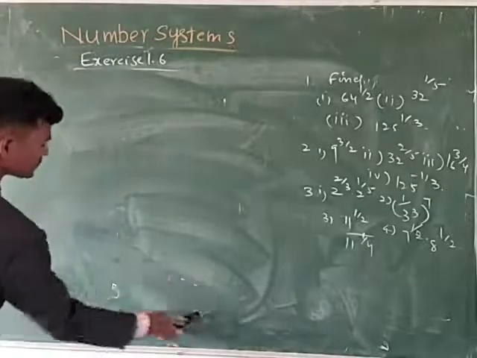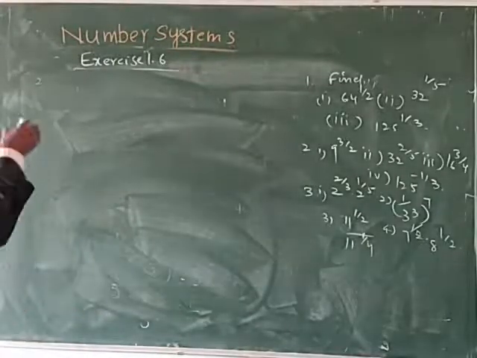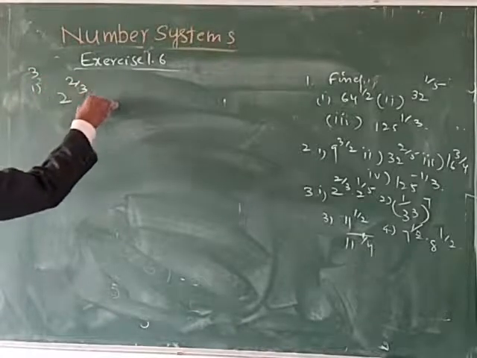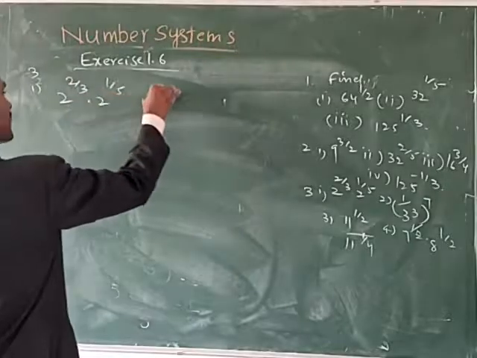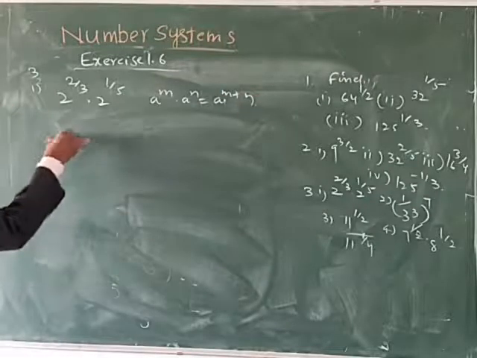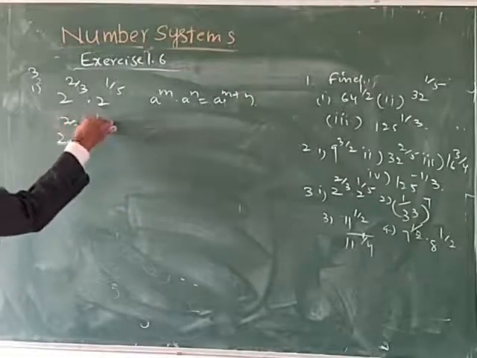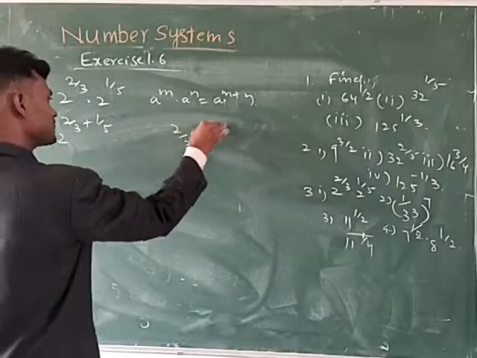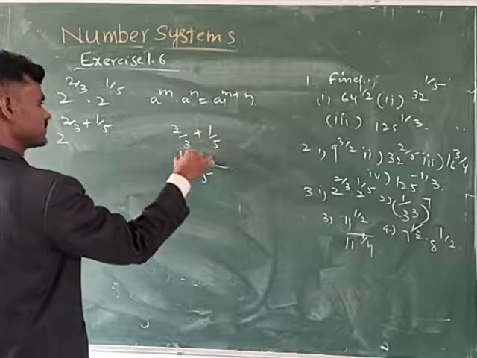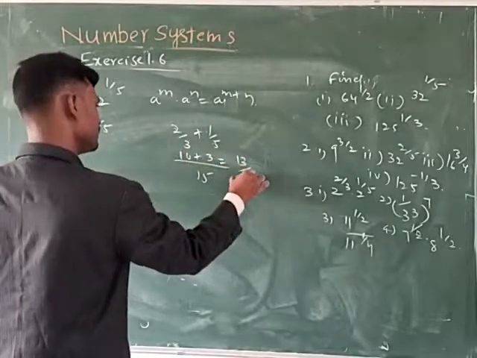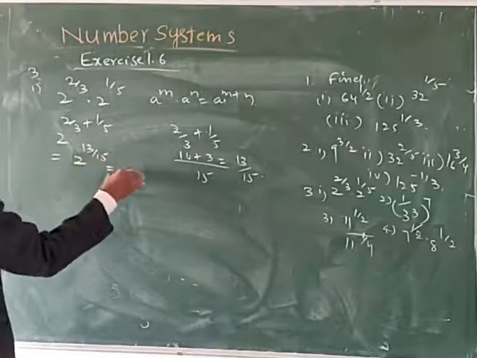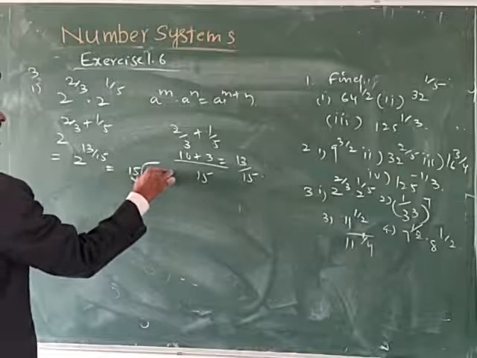Next one is the first one. Here 2 power 2 by 3 into 2 power 1 by 5. This looks like a power m into a power n is equal to a power m plus n. Here also the bases are equal, so we can add the powers: 2 by 3 plus 1 by 5. Add these separately. Here the LCM is 15: 2 fives are 10 plus 3 ones are 3, is equal to 13 by 15. This can also be written as 2 power 13 by 15, or the 15th root of 2 power 13. You can write it like this also.